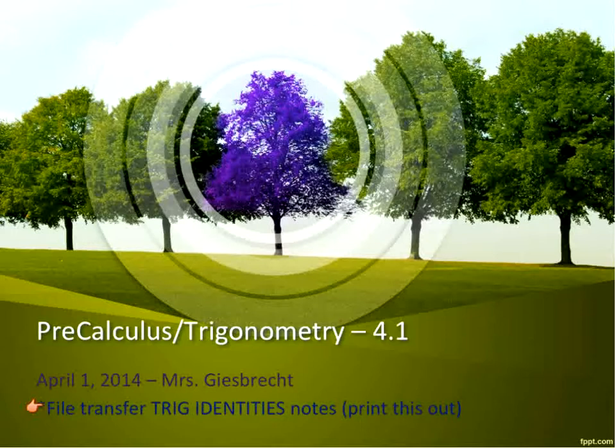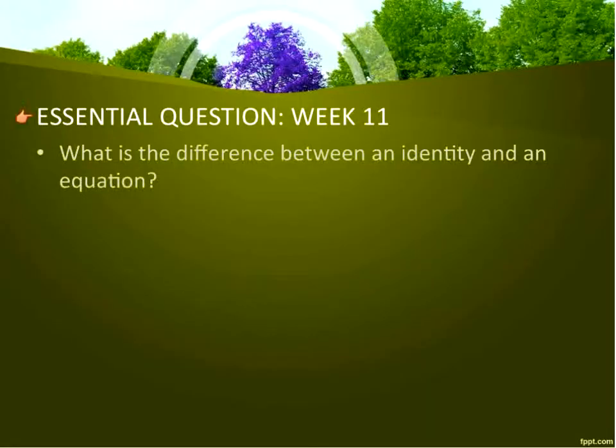And these notes are going to be super helpful this unit, so that way you can use them and you don't have to have them all memorized necessarily. So let's try a few of these together. Our essential question for this week, we're in week 11, is, what is the difference between an identity and an equation? There's a big difference between the two, and we're actually going to cover this answer at the very beginning of the session today.